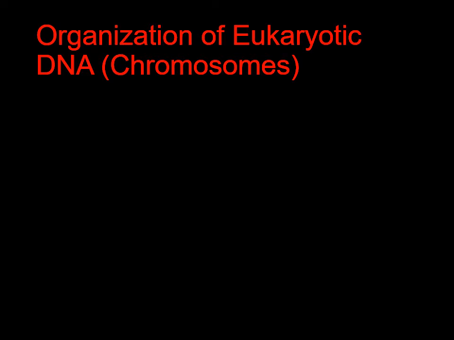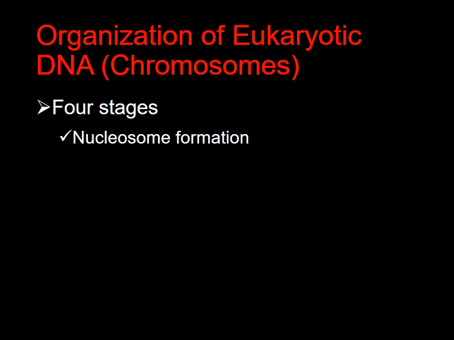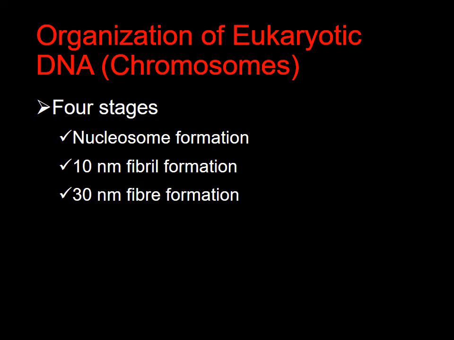Coming on to the stages of the organization of eukaryotic DNA into a chromosome, there are 4 stages. The first stage is the formation of a nucleosome, followed by formation of a 10 nanometer fibril. Then there is formation of 30 nanometer fiber. Then there will be formation of loops and domains, and finally there will be formation of the chromosomes.